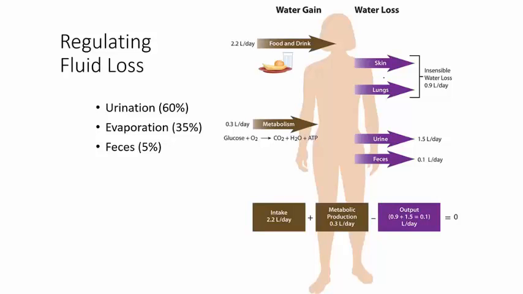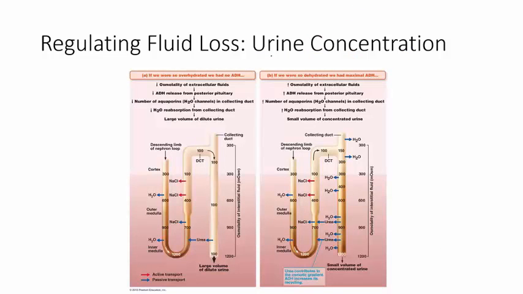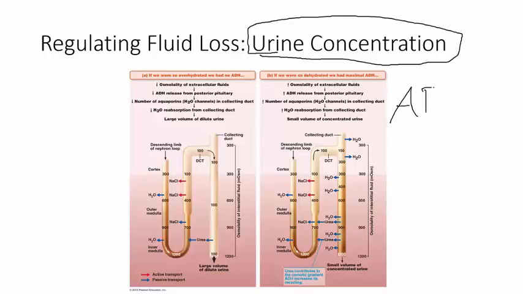Now, on the other side of the equation, if you're not regulating water intake, you can actually regulate fluid loss. Remember that 60% of the fluid that you lose is through urination. So how can we regulate this? We talked about this a lot in the last chapter. We can change the concentration of our urine by using the hormone antidiuretic hormone.